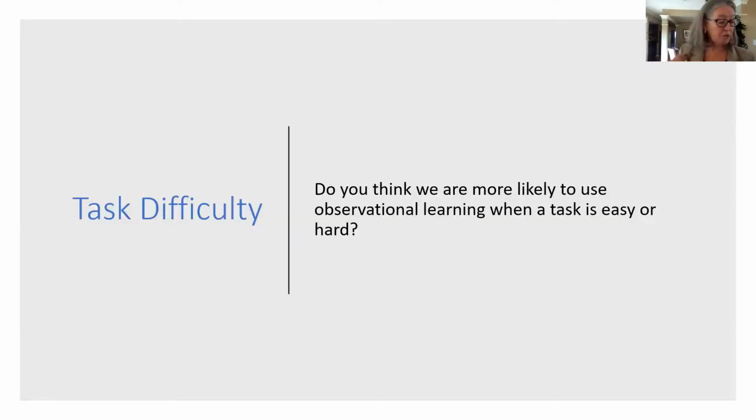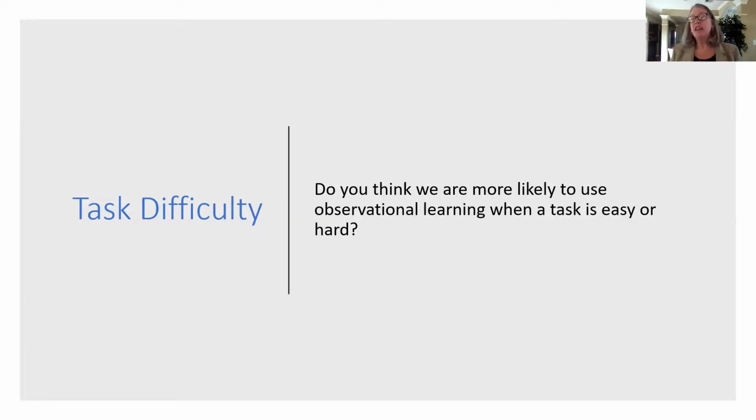And one has to do with task difficulty. Okay, do you think observational learning should be used more with a difficult task or an easy task? Just give it a minute. What do you think? Okay, so let's try to answer this. If the task is difficult, well, then it's going to be harder to solve the task through observational learning, through any kind of learning, because it's a more difficult task.